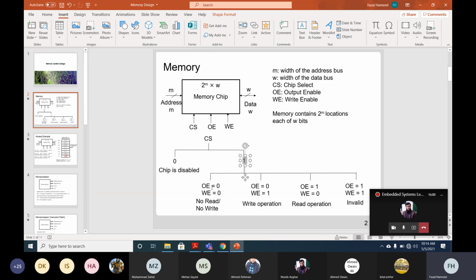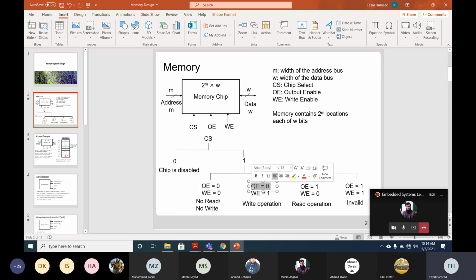The first possibility: when output enable is 0 and write enable is 0, the memory will perform neither a read operation nor a write operation. There will be no operation performed on the memory. We cannot perform any operation on the data.